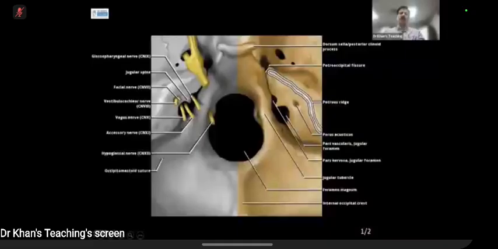And look at the shape. So this is the pars nervosa. This is the pars vascularis. So on this side, it is clearly seen. This is how the jugular foramen will look like.